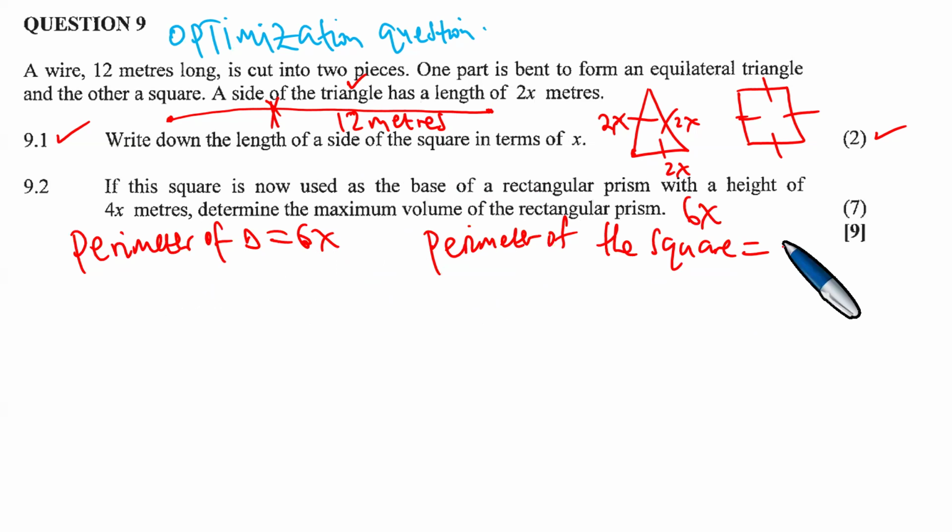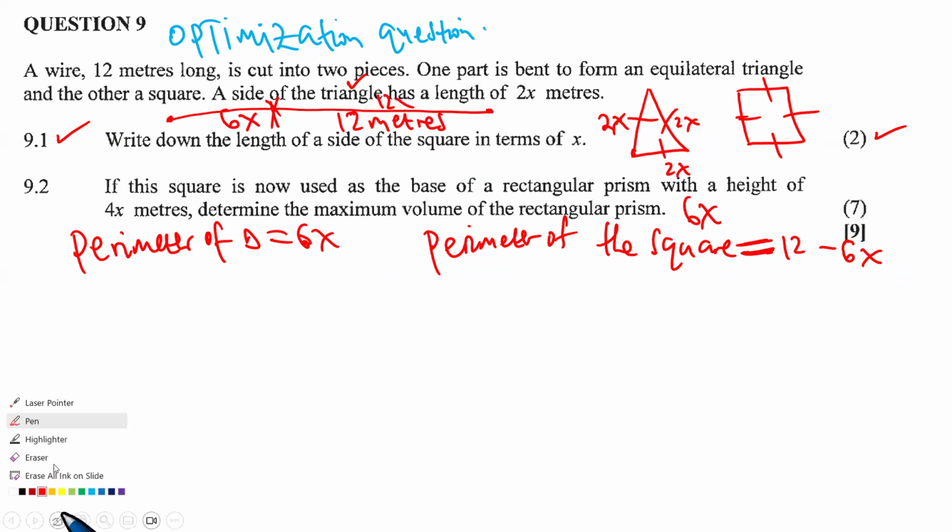The perimeter of the square. 12 minus 6x. So it means that if this one is 6x, they've taken part of this wire and they formed this triangle. If we add the length of the triangle that we cut from this, they form 6x in length, and therefore this one is 12x.